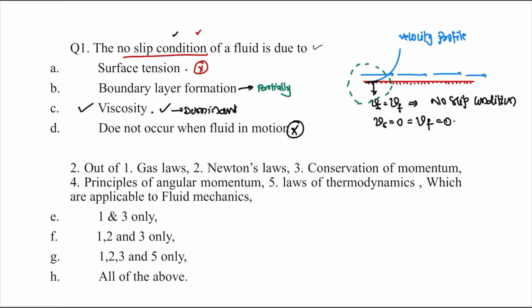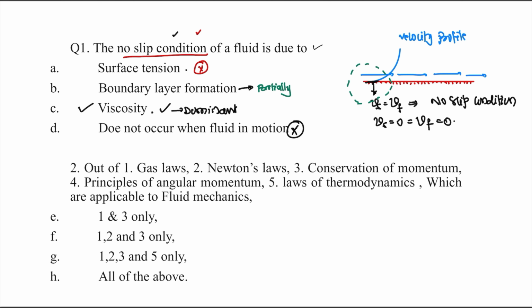Boundary layer formation is partially correct. Surface tension is wrong. "Does not occur when fluid in motion" is wrong. Please try to analyze the given question and answer it. Don't just jump because you have seen boundary layer theory in some chapter of a fluid mechanics textbook and say that the no slip condition happens only because of the boundary layer. No, please don't do that. Please try to analyze and answer.